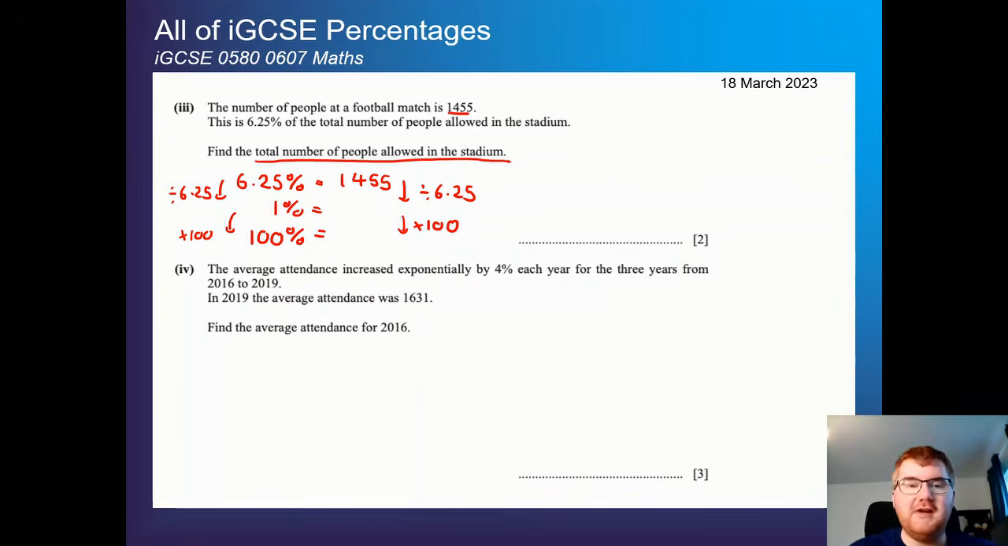So if we do the right-hand side here, we get 1,455 divided by 6.25 times 100, and that gives us a good whole number. That's looking good, 23,280. So we pop that in to 23,280.